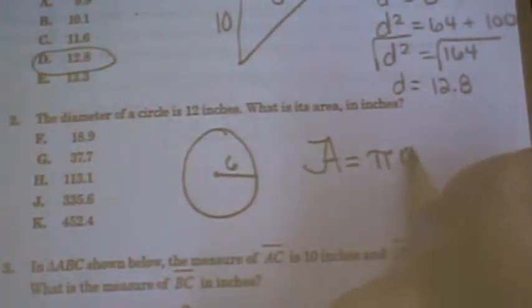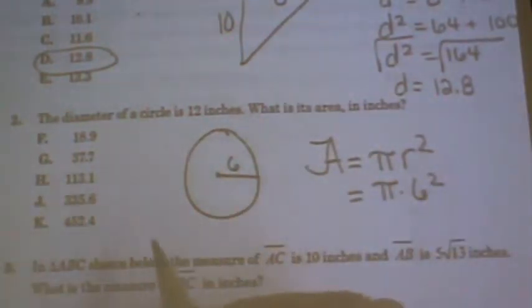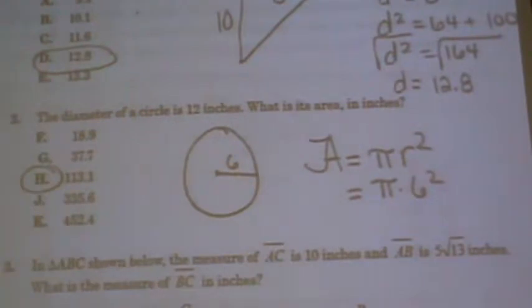You'll remember. Number 2, the diameter of a circle is 12 inches. So what do you know about the radius then, if the diameter is 12? That means the radius is half that, 6. And what's the formula for area of a circle? Pi r squared. So pi times 6 squared. Anyone have an answer for me? 113.1, H. Good job.